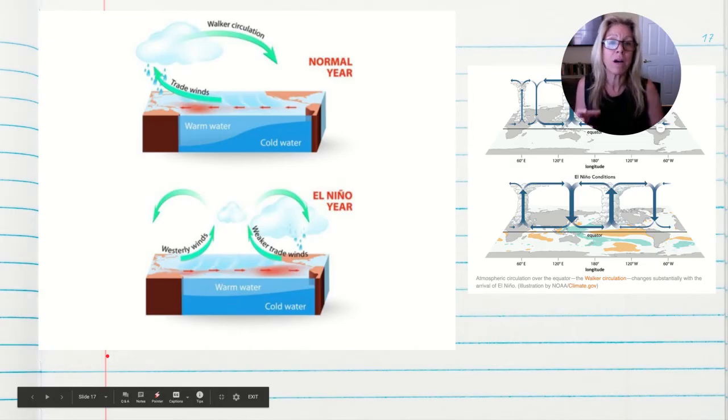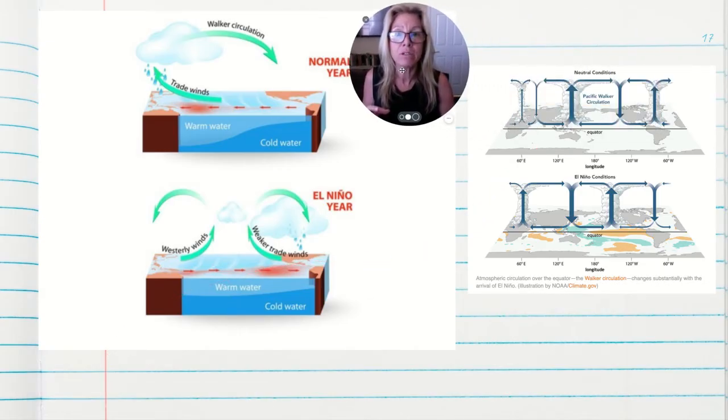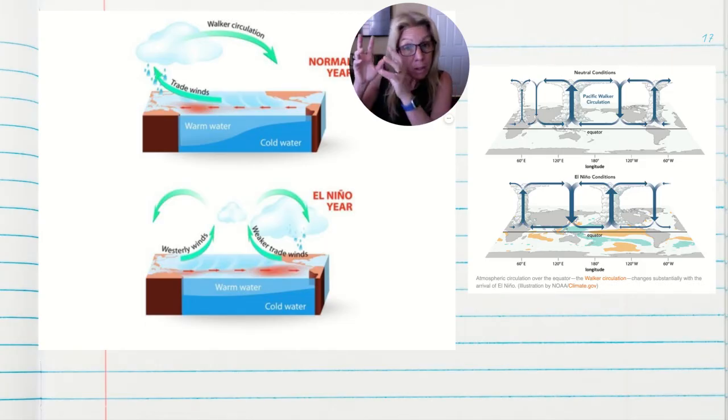So then let's talk about disruptions to that, things like El Nino. So here's your normal year, okay? And keep in mind that the amount of water we have on this planet is finite. So if you change the amount of rain in one area, if one area gets more rainfall, some other area is going to get what?